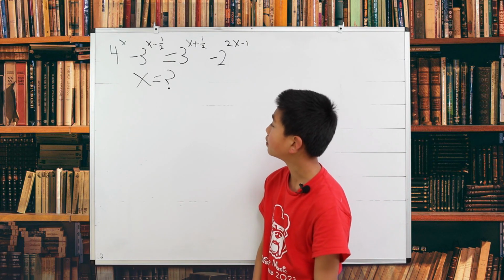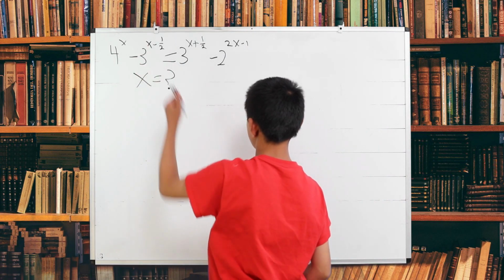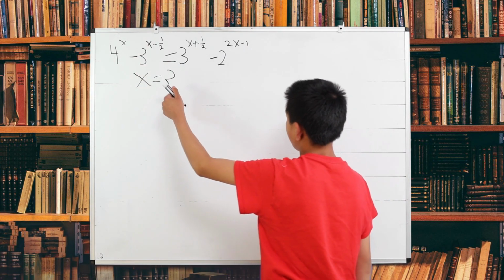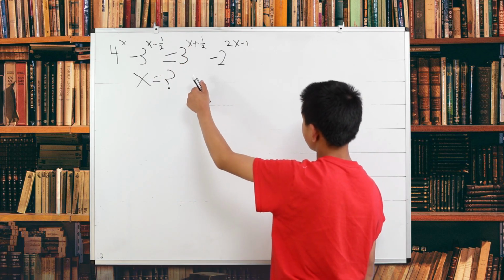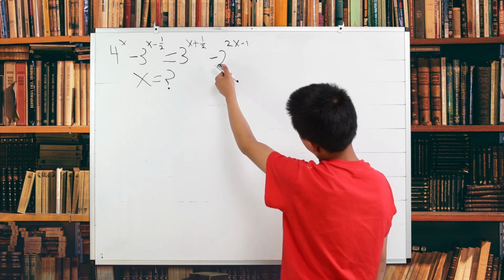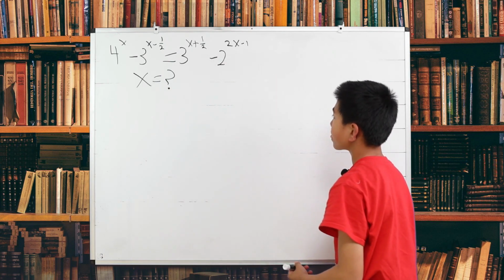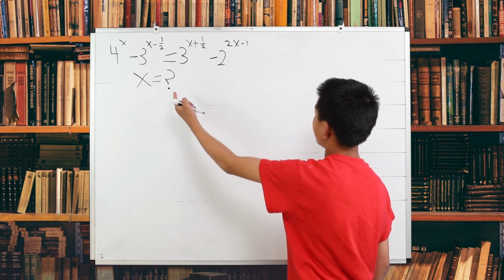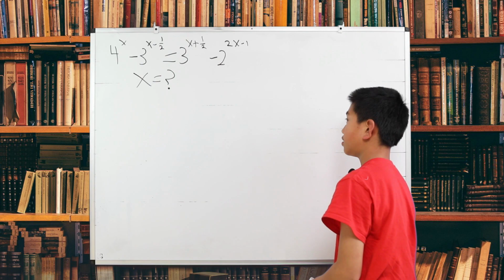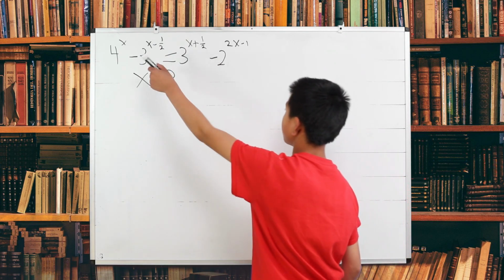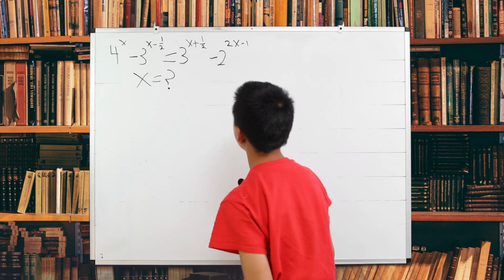Today we have a problem where we are given that 4 to the power of x minus 3 to the power of x minus 1/2 is equal to 3 to the power of x plus 1/2 minus 2 to the power of 2x minus 1. And we need to solve for x. The first thing we need to do in this problem is to make sure that on one side the bases have to be equal.